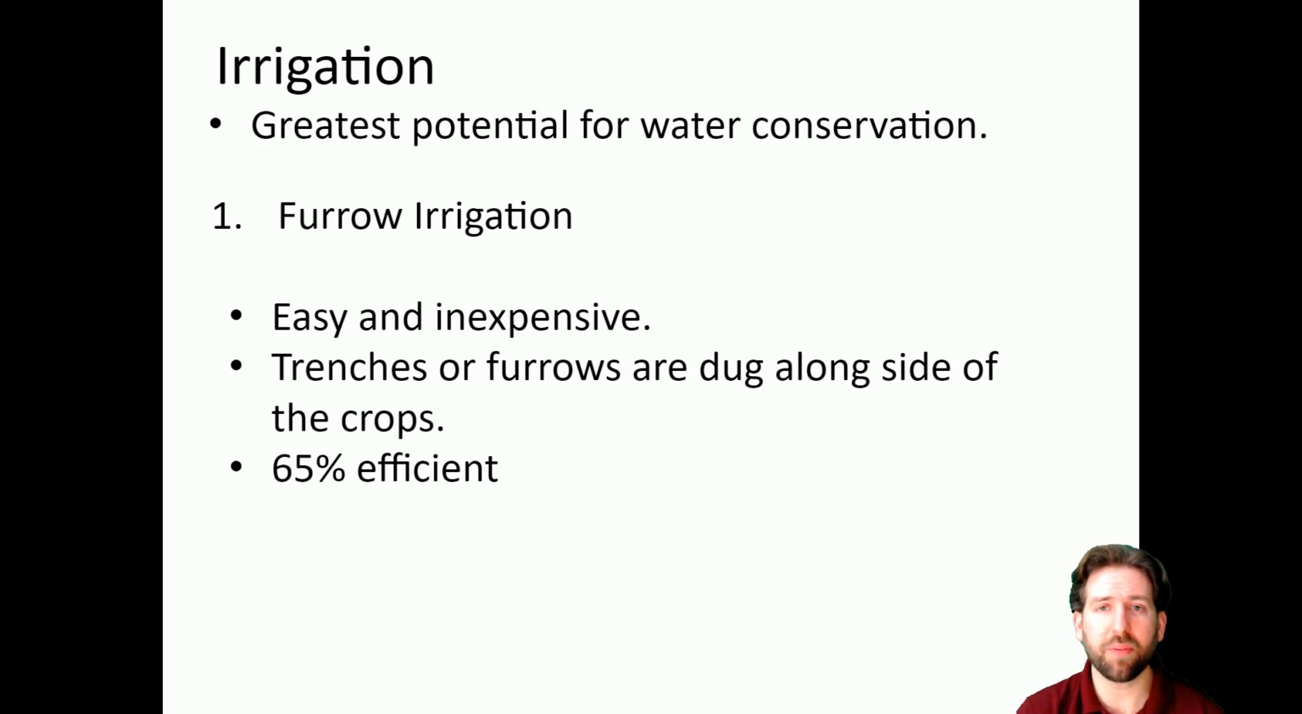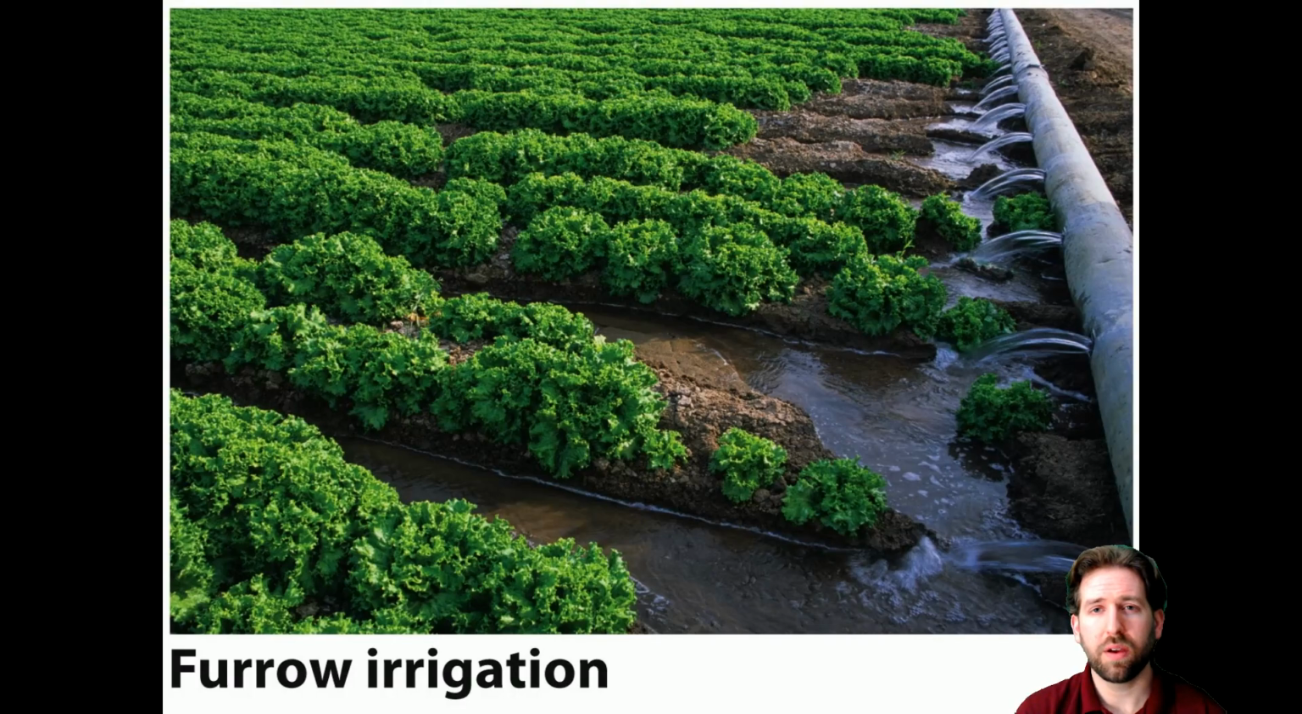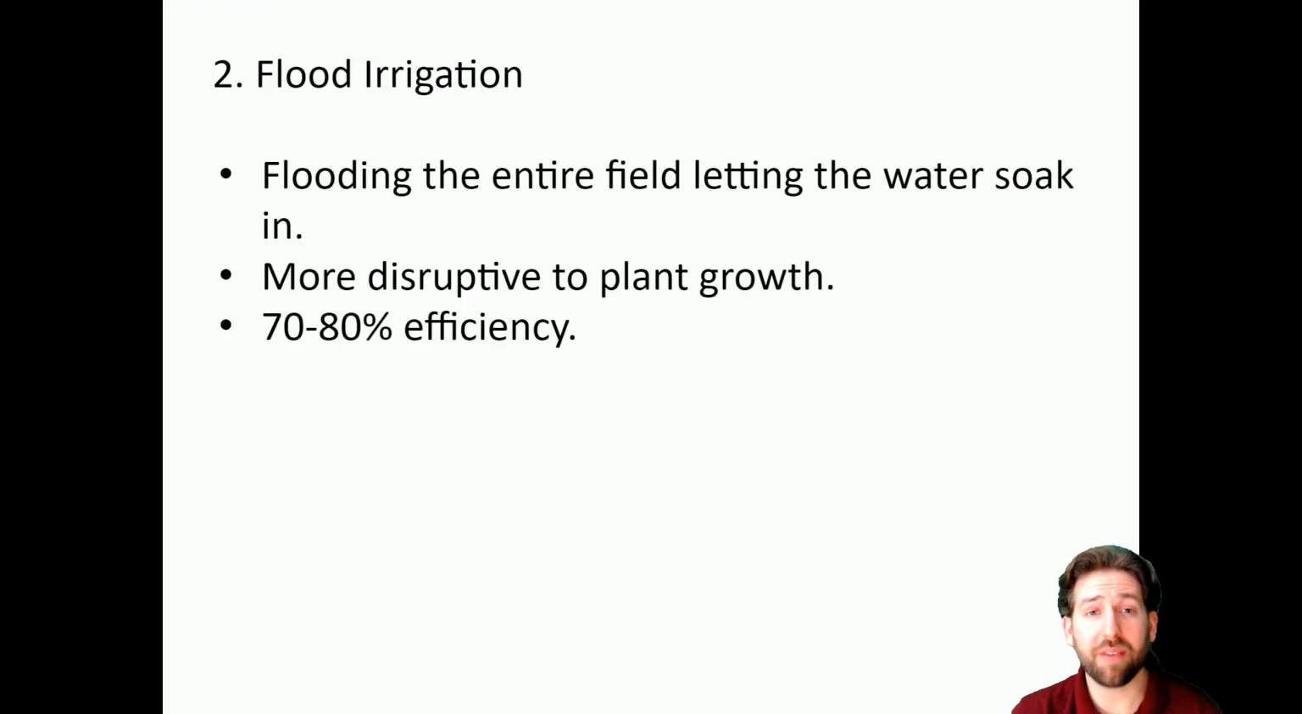So 65% of the water that they put in is actually making its way into the ground, into the crops, and not evaporating. So this is what that looks like, and you can see that there's that tube, and it just spills out water in the different rows of all their crops, making those little furrows or little areas for the stream to go. The next type we have is flood irrigation.